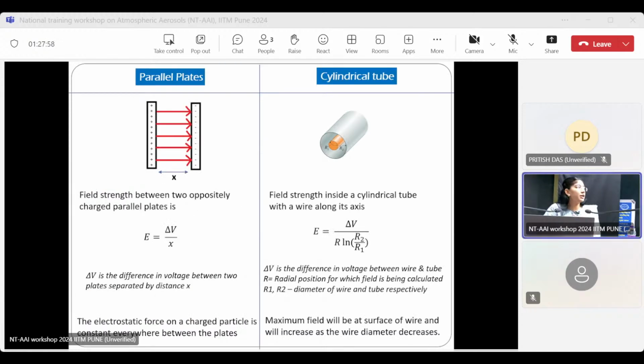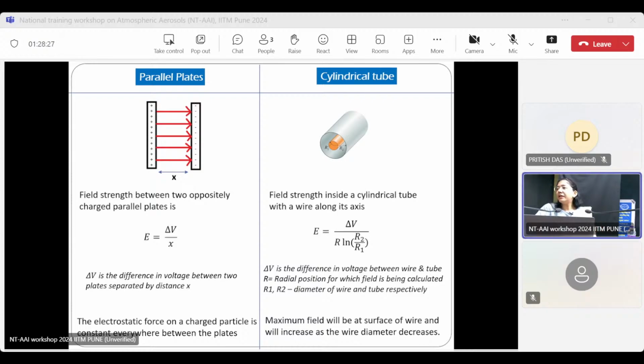So these are the two basic geometries. One is the parallel plate. I hope all these things are known to everybody. I am just recapping or revising the basic equations so that you can build upon the things which are upcoming in the slides. So for the parallel plate, the electric field between the two opposite charges will be given by this equation, which is very simple, and the electrostatic force is uniform between the plates.